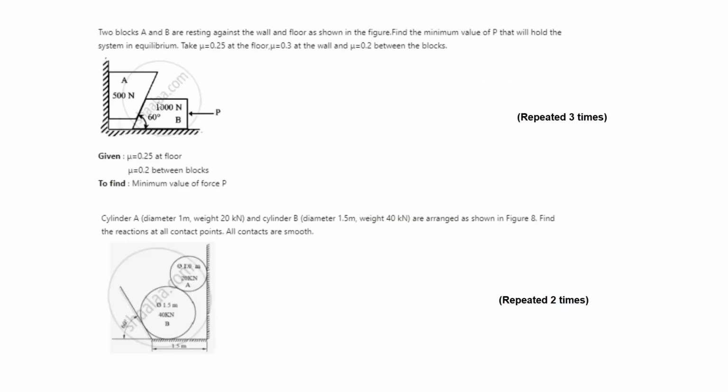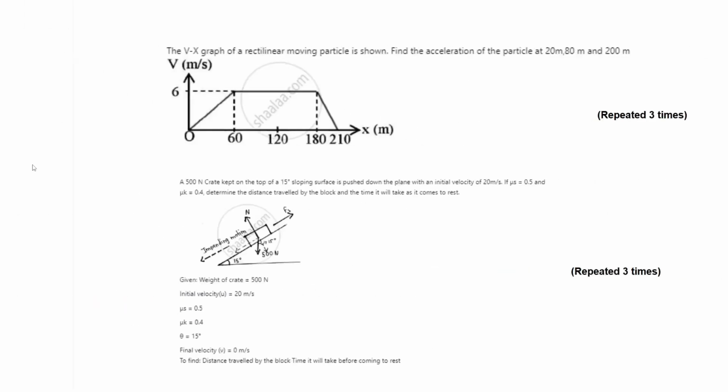Next one is to find the value of force P which will hold the system in equilibrium. Take mu equal to 0.25 at the floor and mu equal to 0.25 at the wall, and mu2 between the blocks. Here you have to find the force between the two blocks placed. This question is repeated almost 3 times, like to find the minimum value of force P.